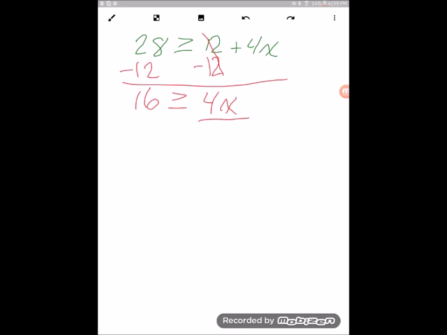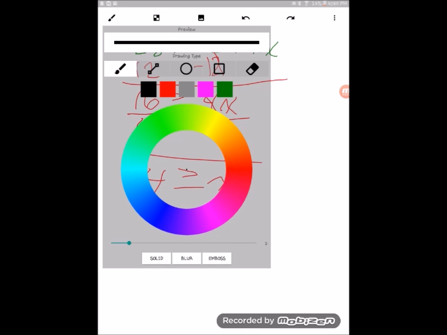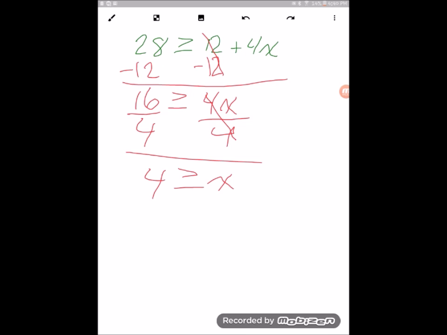Final step, divide away the coefficient of 4. And I've got my x all by itself, less than or equal to, greater than or equal to, and I've got a 4. Now, personally, this is a personal preference of mine. I prefer to write my inequalities with the variable on the left-hand side, so I'm going to rewrite this. And when I rewrite this, I'm going to make sure that the inequality symbol is still facing the 4 like it is here. So I'm going to make sure that my 4 is there, and then it looks different, but they both mean the same thing. So let's graph it.